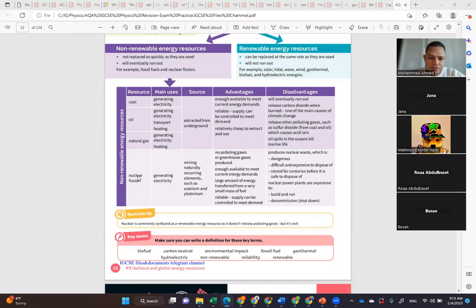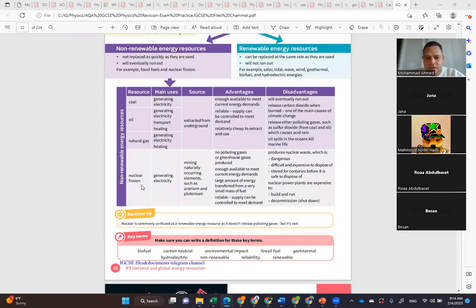Number 4, for non-renewable energy resources is nuclear fusion. The main use of nuclear fusion is to generate energy. Mining: the source of nuclear fusion is mining naturally occurring elements such as uranium and platinum.